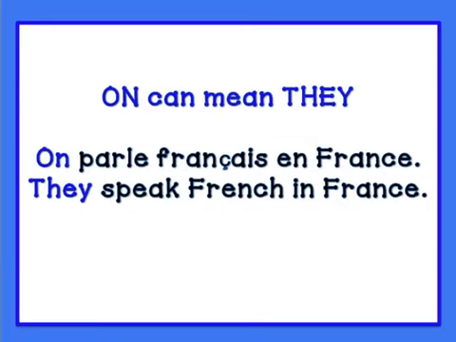And on can mean they. Haha, I didn't mention this before. On can mean they, but watch how it can mean they. On parle français en France. It's still a very general they. It means they speak French in France. You would use on to mean they when you say something in English like, oh, they say not to go outside with a wet head. You'll get a cold. Well, who are they anyway? We don't really know who they are. Well, that's when you use on to mean they in French, when you really are being very, very vague about who they actually are.